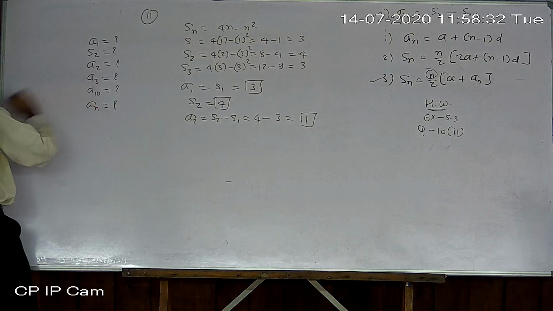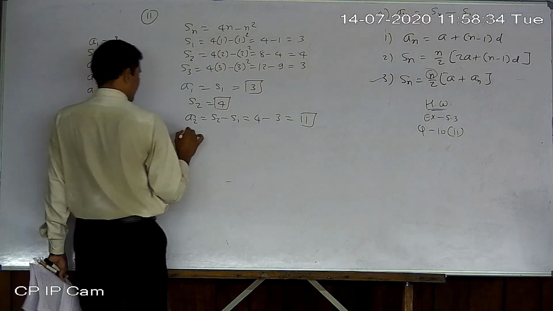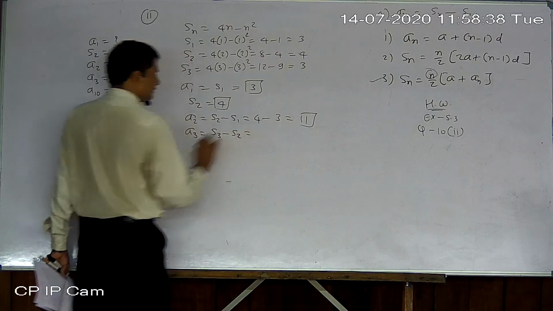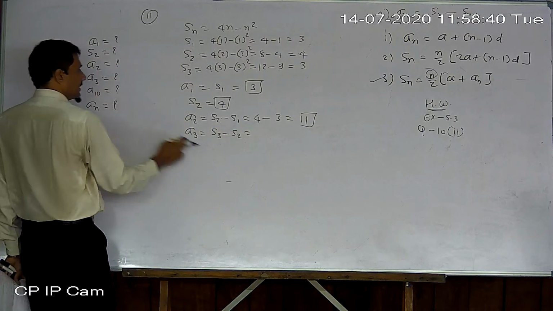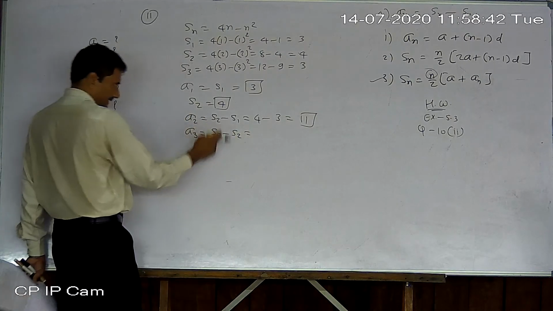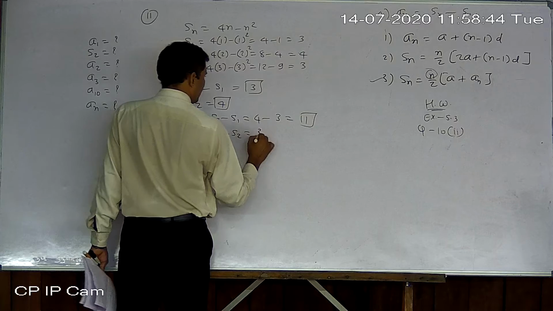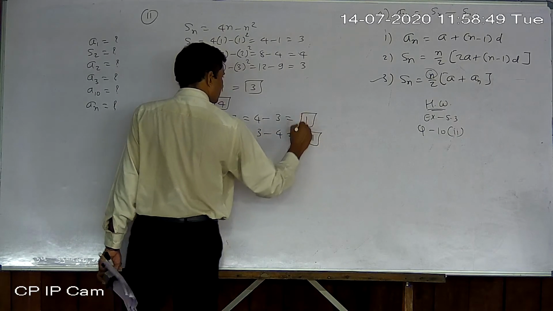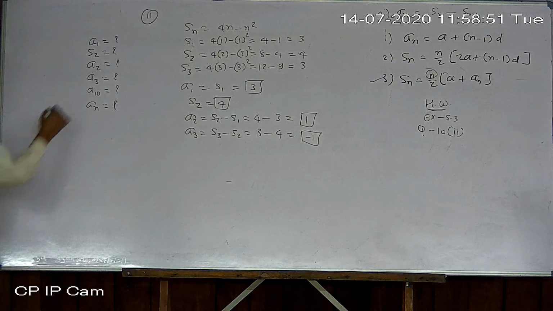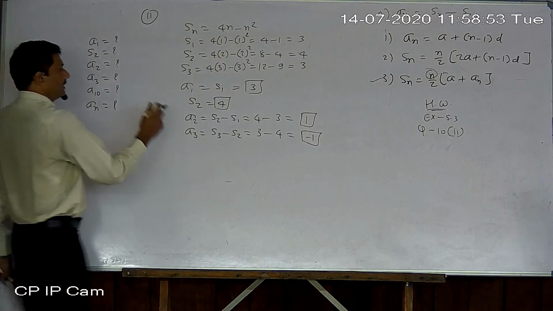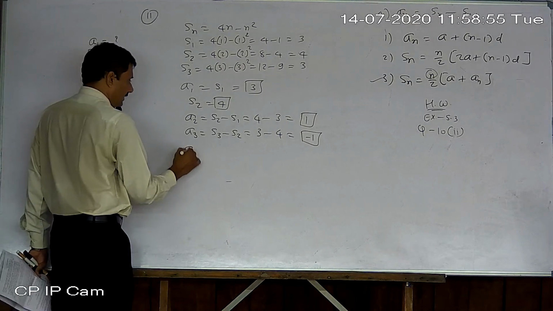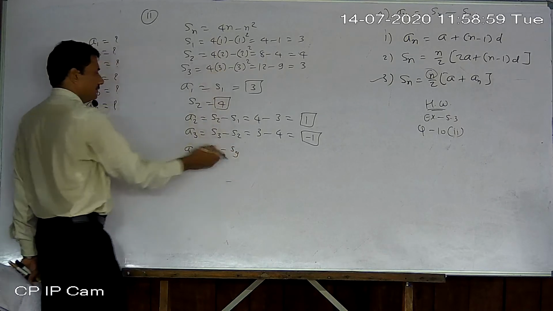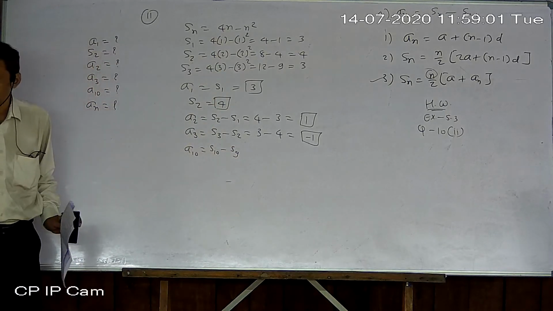Now A3. For A3, you have to find S3 minus S2, just like this. So 3 minus 4, that is minus 1. Now A10. If you want to find A10, then you will have S10 minus S9, but we have not found S10 and S9.